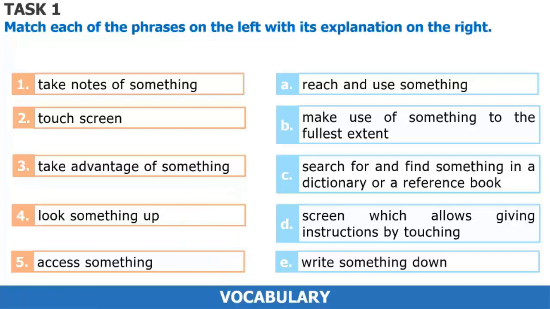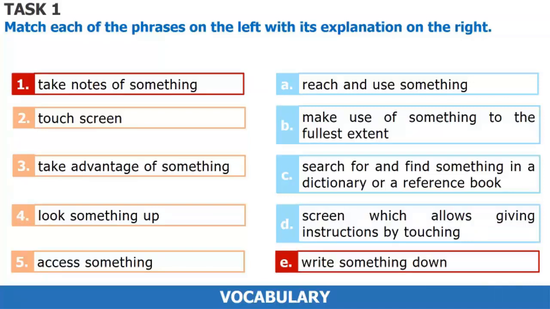Now, let's check with me. Number 1 matches with E. Why do you choose this answer? Because the Vietnamese meaning of take notes of something is ghi chú. How about the phrase touchscreen? Touchscreen matches with D. Can you guess the meaning of this phrase? Its Vietnamese meaning is màn hình cảm ứng, right?